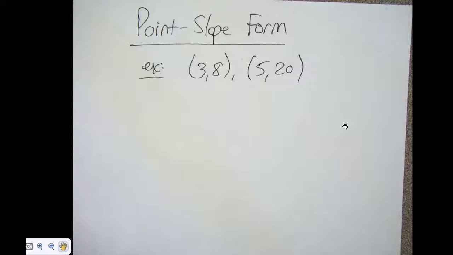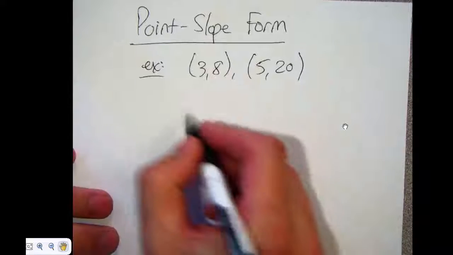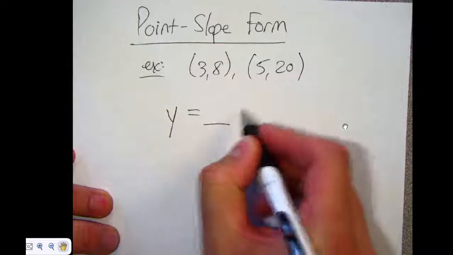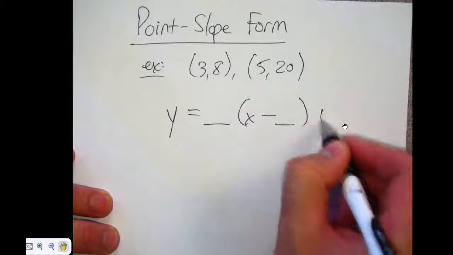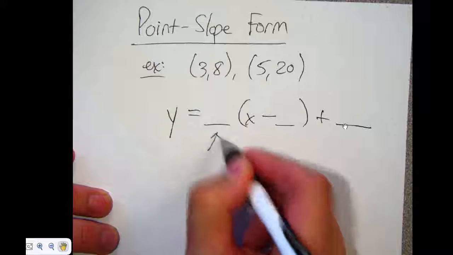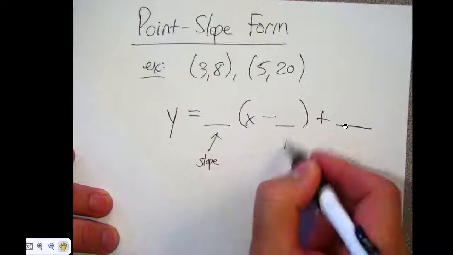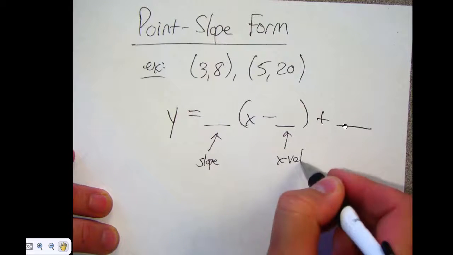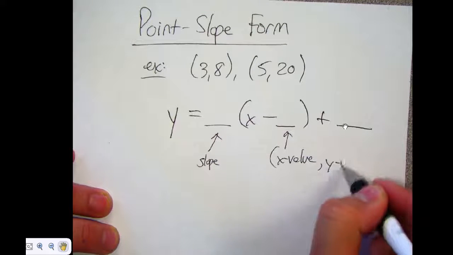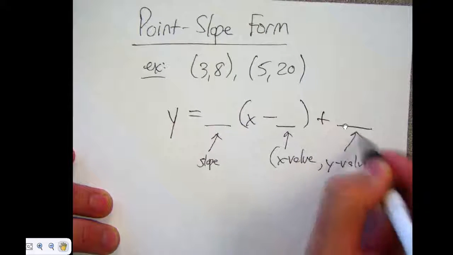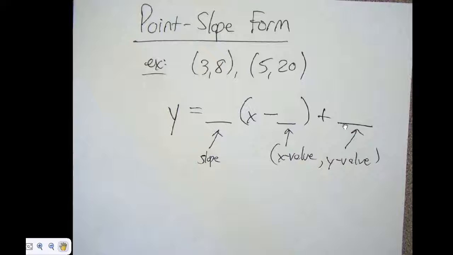So, point slope form is if you have like either 2 points or a point and a slope, and you want the equation of a line. And that is y equals blank times x minus blank plus blank. This is your slope. This is the x value of one of the points. And that's the y value of one of the points.